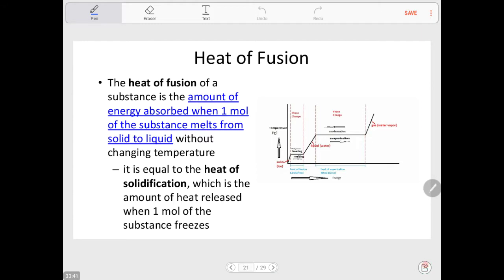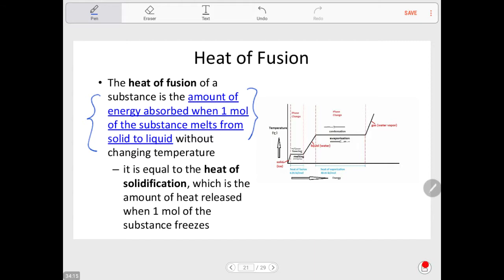Now, the heat of fusion. The heat of fusion of a substance is the amount of energy absorbed when 1 mole of the substance melts from solid to liquid without changing temperature. Very interesting. It is equal to the heat of solidification, which is the amount of heat released. Okay, what are we talking about here? Let me make this very, very clear. Heat of fusion. Let's break this down.